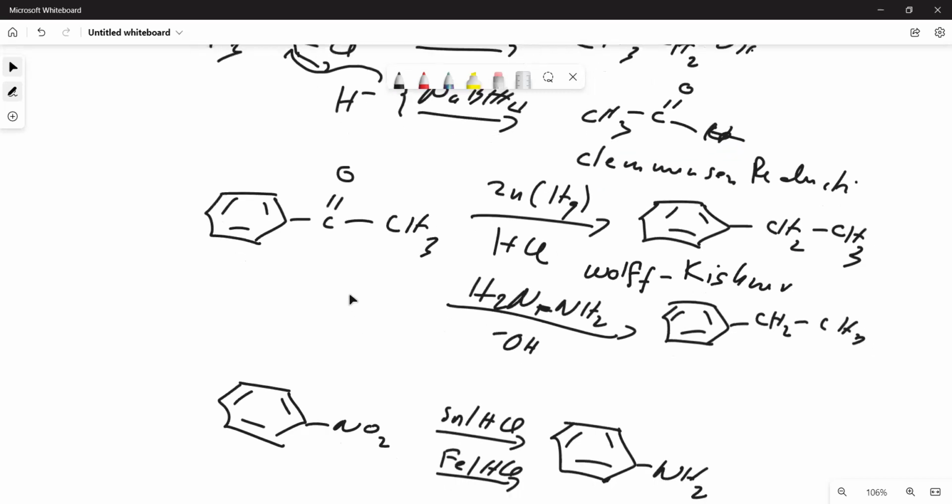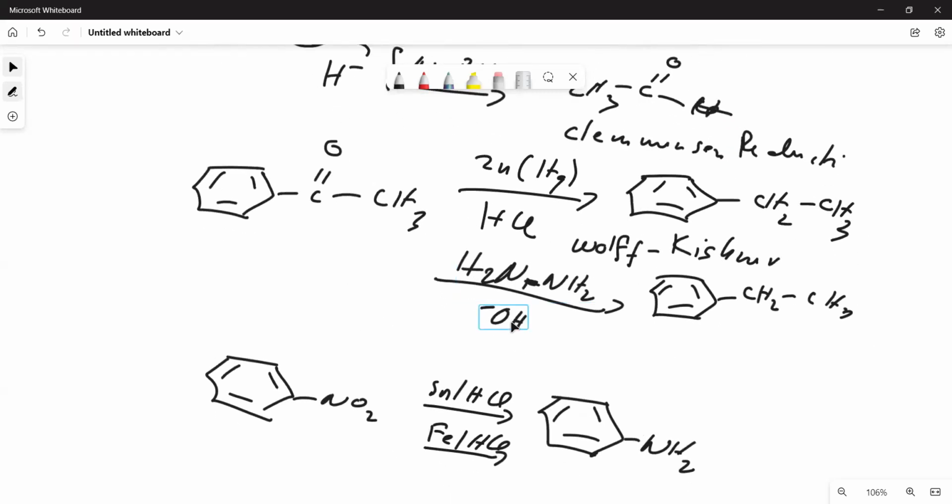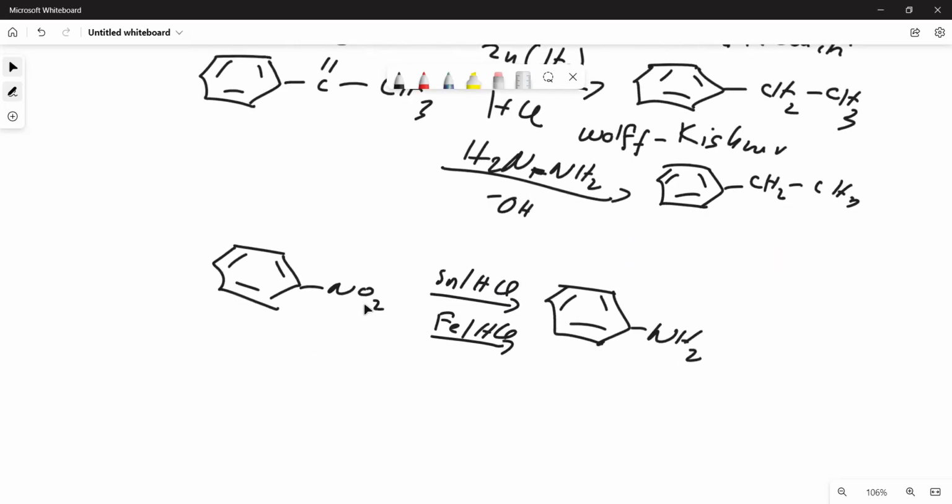Okay. You can also use hydrazine under basic conditions. The same reaction will happen as you can see here. But if you use this reagent, you call the process Wolff-Kishner reduction. Now for nitro groups, like nitrobenzene, we can also replace the oxygen here using a metal in the presence of an acid like tin in hydrochloric acid or iron in hydrochloric acid. Both will produce hydrogen gas replacing the oxygen. So the nitrobenzene will become aniline.